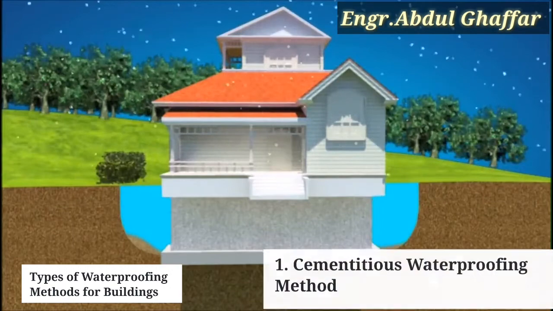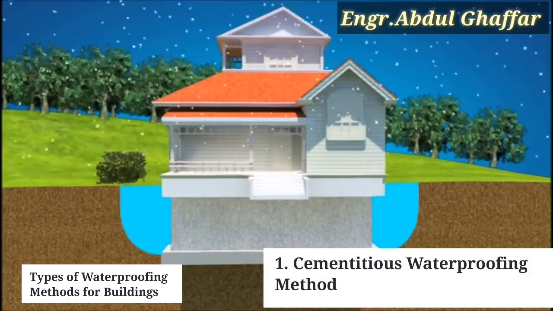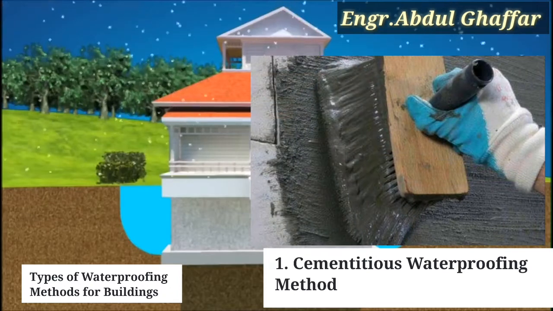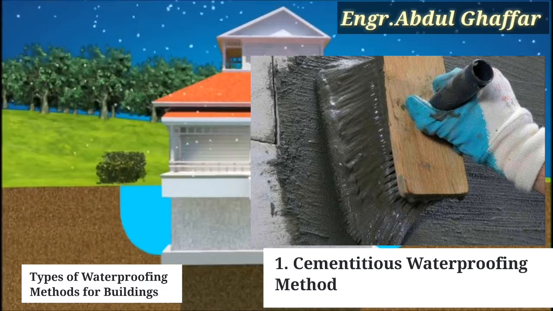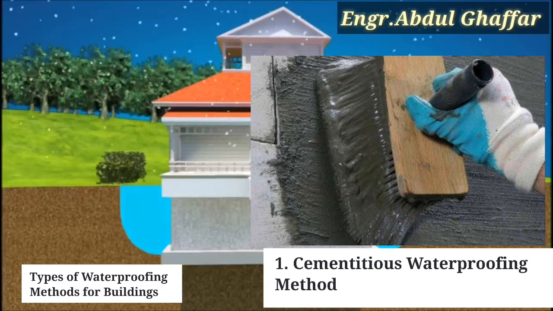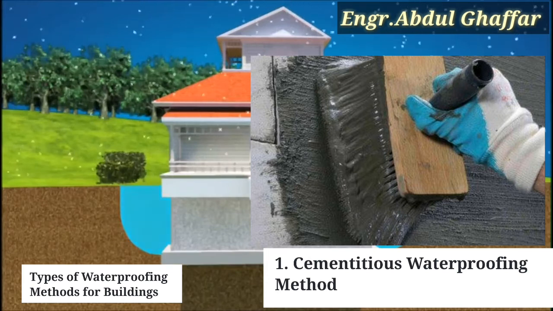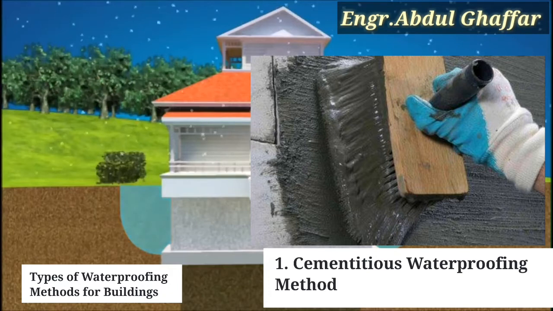Cementitious waterproofing method. Cementitious waterproofing is the easiest method of waterproofing in construction. The materials for cementitious waterproofing are easily available from suppliers of masonry products, and they are easy to mix and apply. This method is often used in the internal wet areas such as toilets.